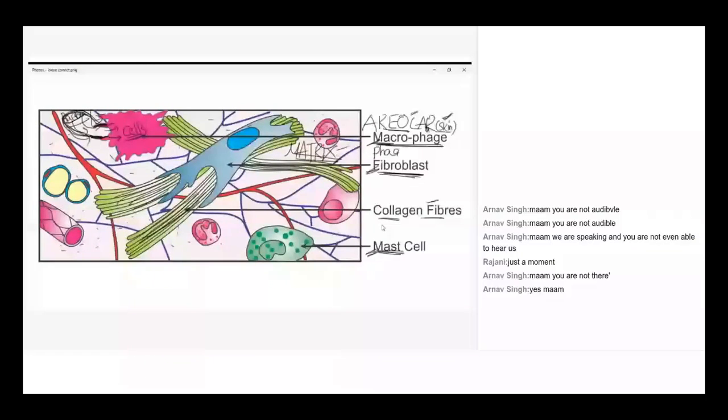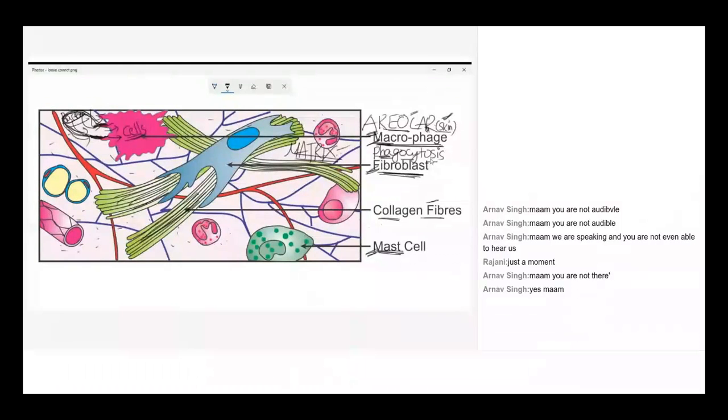Have you heard this word phagocytosis? Yes, ma'am. I discussed phagocytosis in the earlier class. Phagocytosis is nothing but taking in solid food material. So in the phagocytosis process, the cell takes in the phagocytic particles and eats away the bacteria. So the major function of the macrophage is phagocytosis.